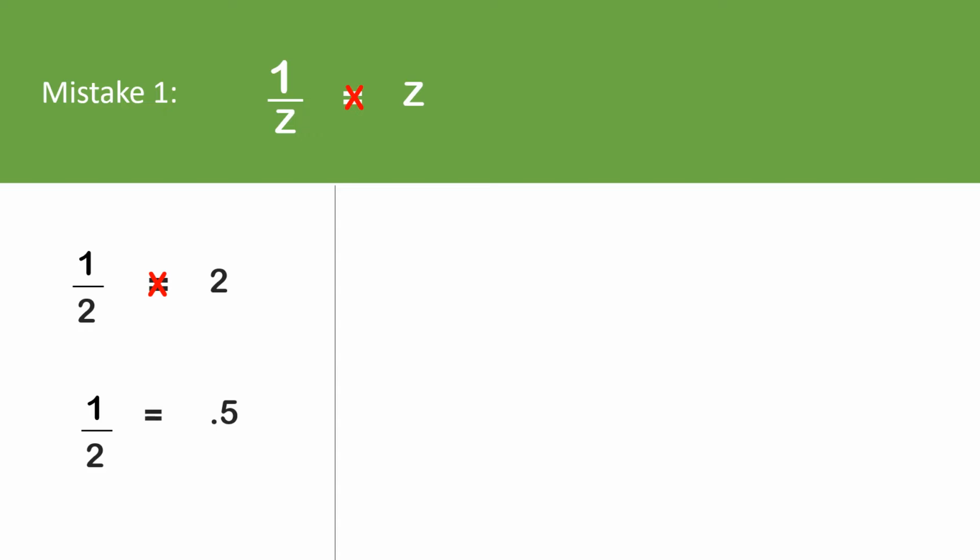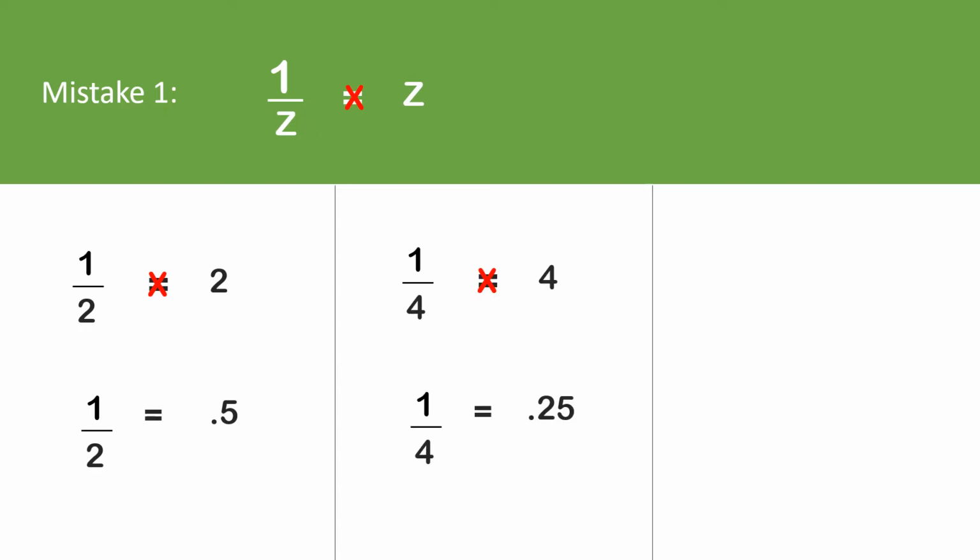1 divided by z does not equal the value of z. Let's have a look at the below example. 1 divided by 2 cannot be replaced by the value of 2. It's a common mistake that children replace 1 divided by 2, or half, by the value of 2, whereas half equals 0.5. Similarly, a quarter cannot be replaced by the value of 4.